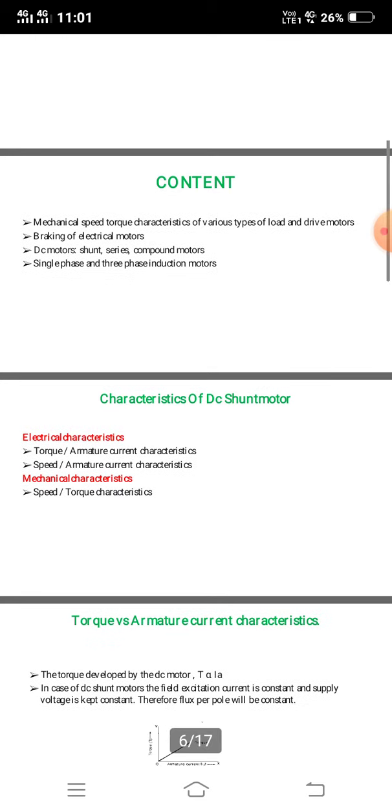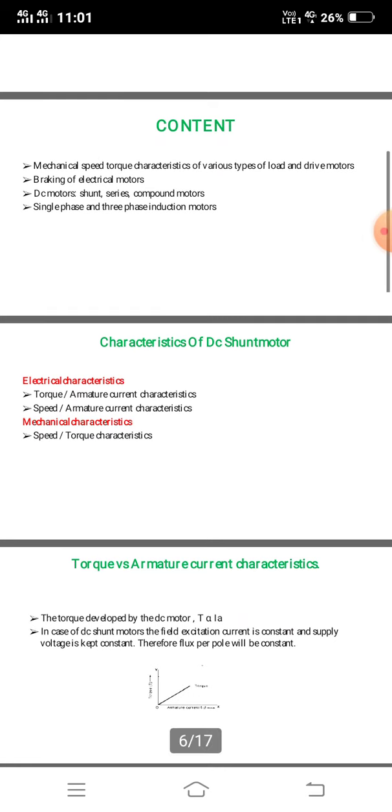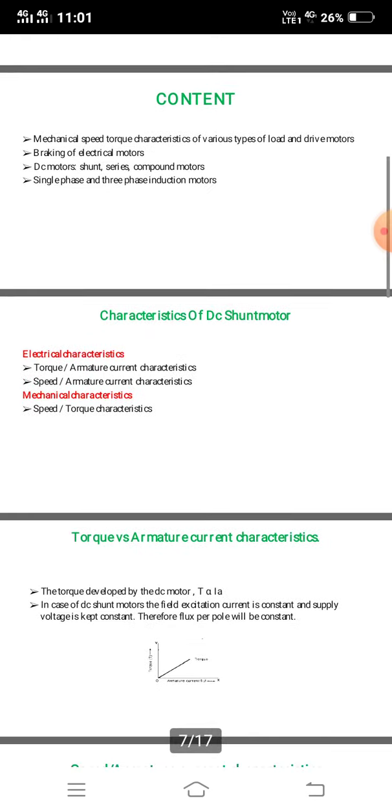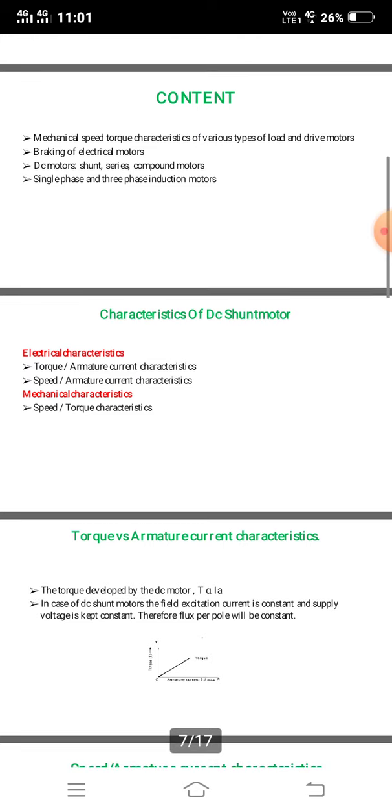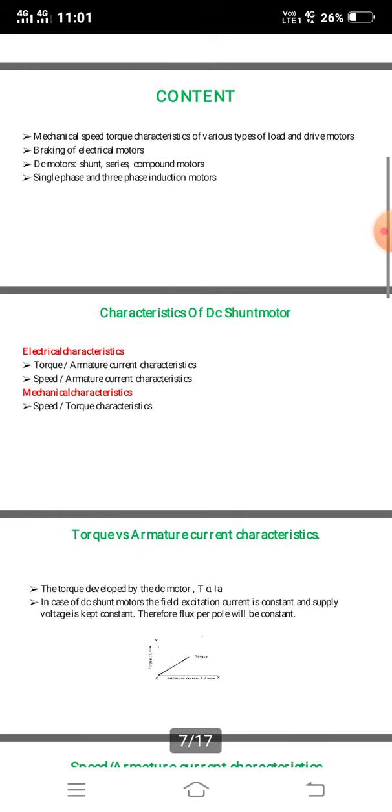We have three motors. Among those three motors, let us begin with characteristics of the DC shunt motor. The DC shunt motor characteristics consist of electrical characteristics and mechanical characteristics. Electrical characteristics say about torque versus armature current characteristics, then speed versus armature current characteristics. These two are electrical characteristics. Then mechanical characteristics depend upon speed versus torque.